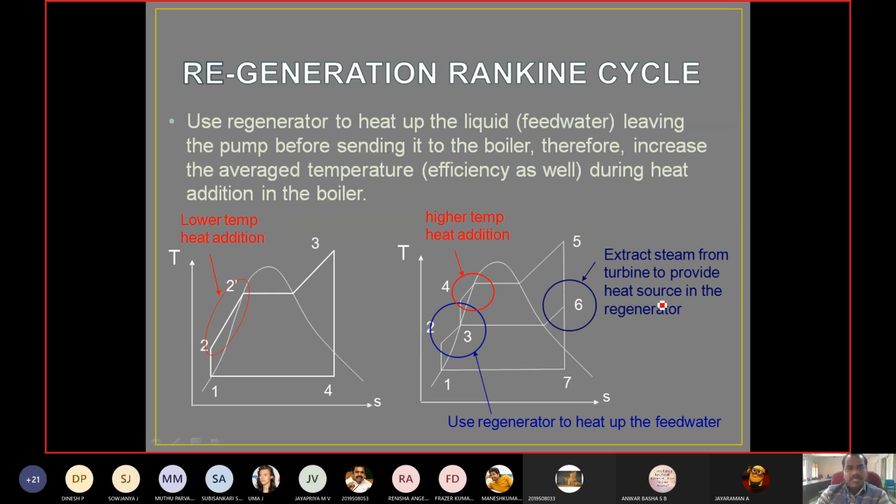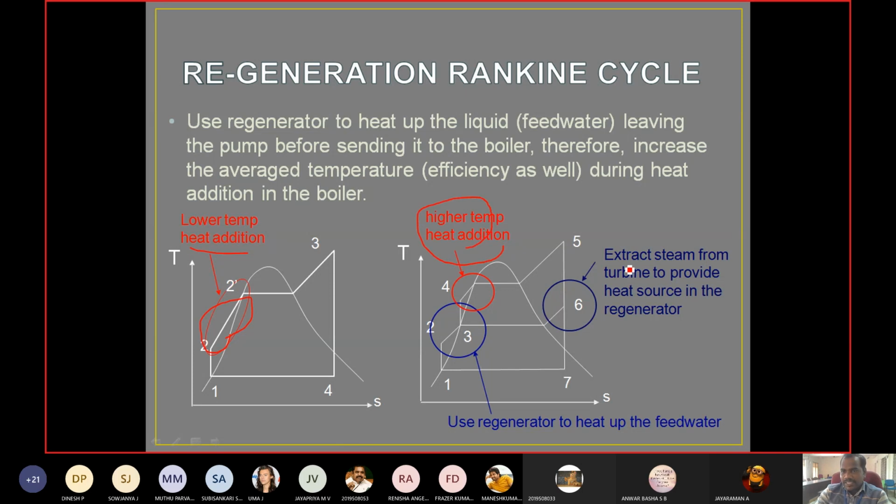Then there is another possibility of a Rankine cycle that is called the regeneration Rankine cycle. In regeneration, we use a regenerator to heat up the liquid from the pump before it goes into the boiler. We can regenerate the liquid leaving the pump before sending it into the boiler, therefore increasing the average temperature. If we increase the average temperature, we can get increased efficiency as well. During heat addition in the boiler, this TS diagram having this shift is because of lower temperature heat addition. But if we want to get increased entropy, we need high temperature heat addition.